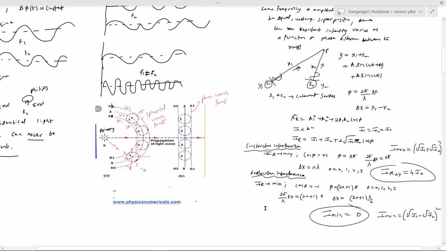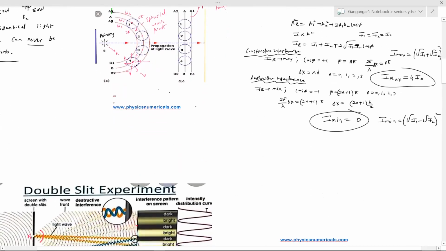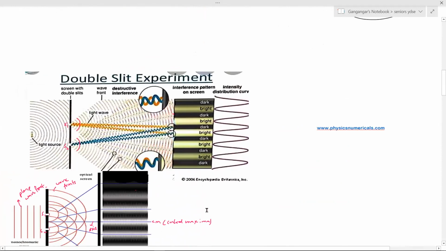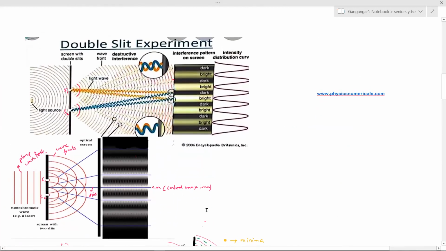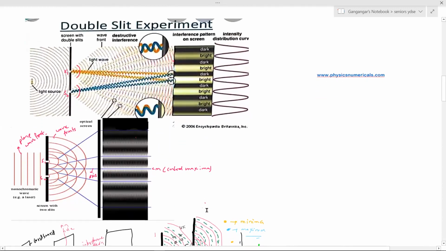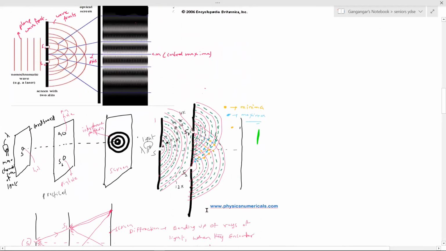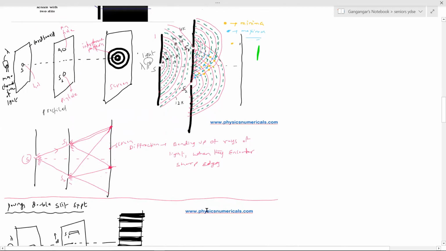To demonstrate this wave nature, Young took the help of an experimental setup. It is called Young's double slit experiment. So what he did, I'll come to the diagram. Let me start with this one.